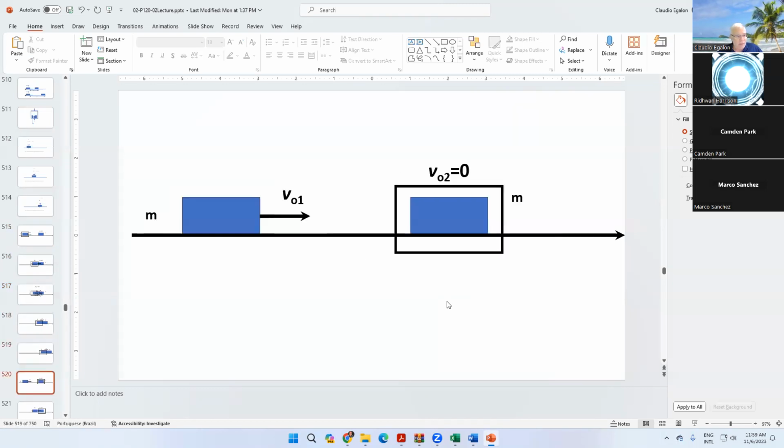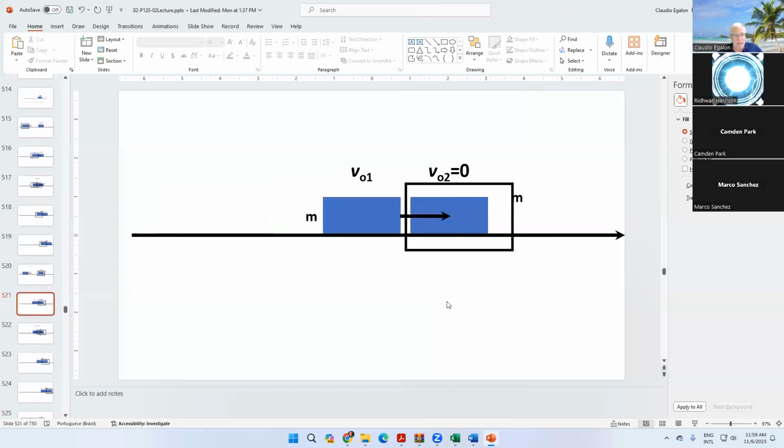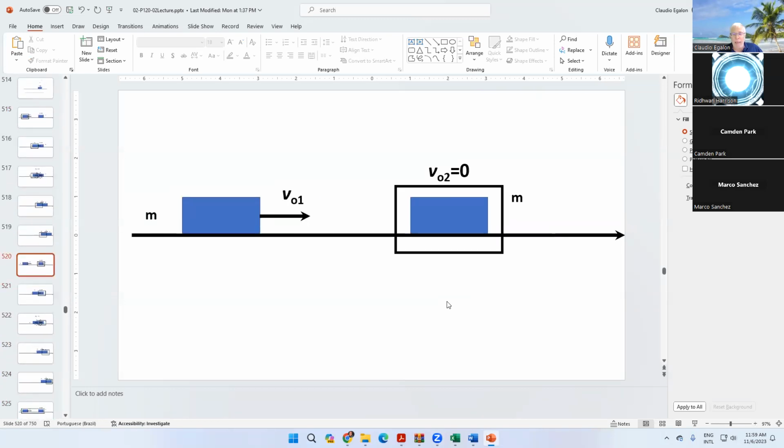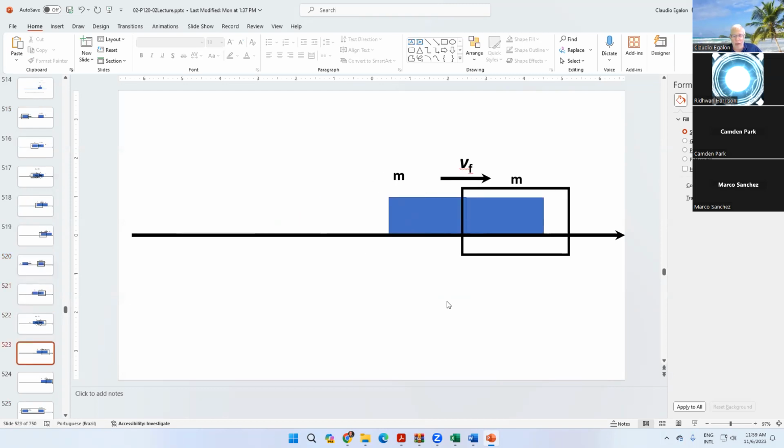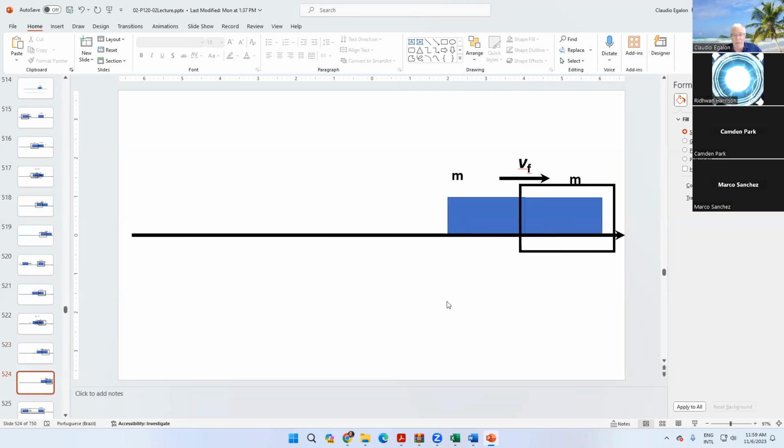Once the first object feels a force of the other object because of the collision, its momentum ends up changing, right? The same thing must apply to the second object. The second object that was initially at rest, when it collides with the first object, it must start moving. Consequently, the second object's momentum has changed as well.